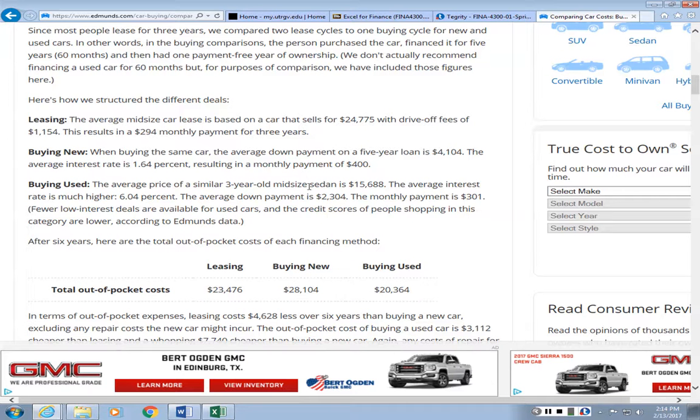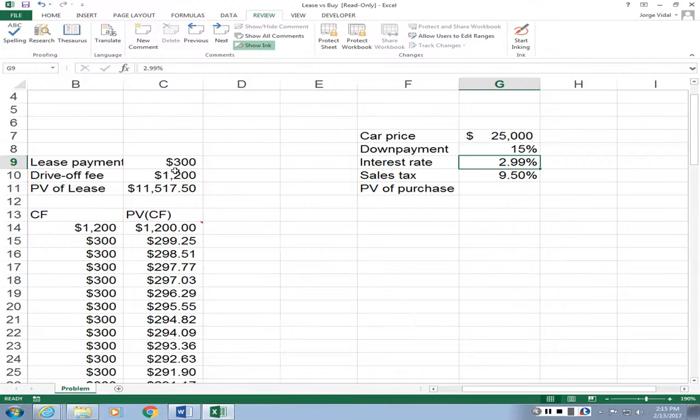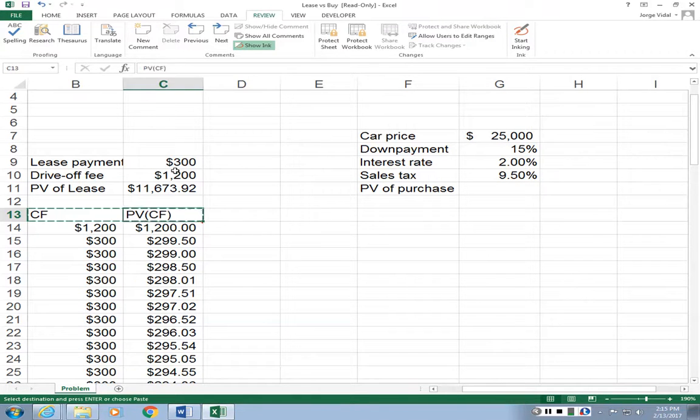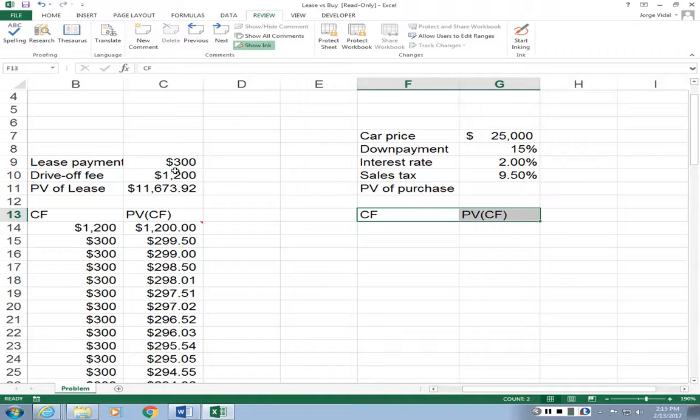And it says right here that the rate is 1.64%. The one I had in the model was 2.99. So 1.6, let's use 2% in between. And the sales tax, because when you buy the car, you have to pay taxes. In Texas, it's 9.5% on new vehicles. So we have to find the cash flows. We're going to do the same thing. Find the cash flows and the present value of those cash flows. Okay.